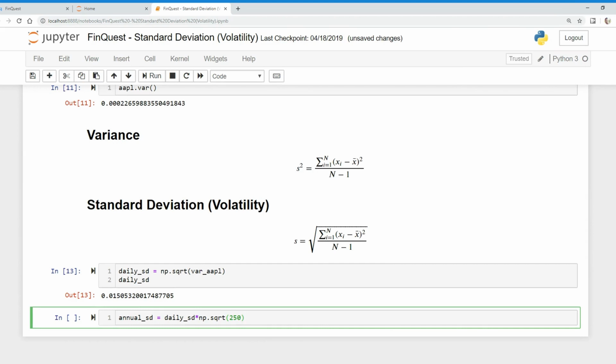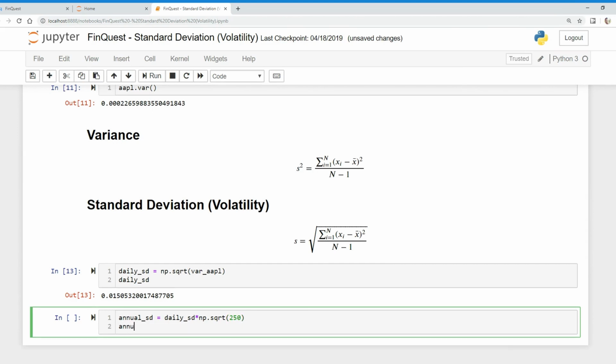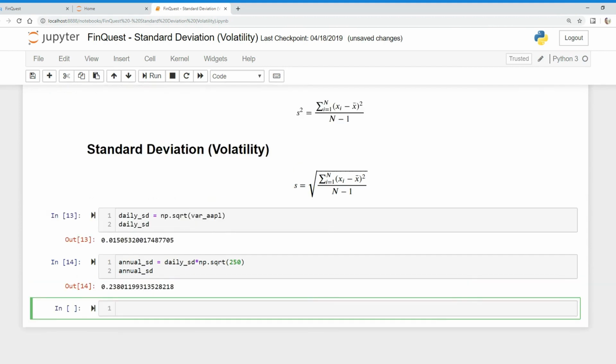And again, you may ask, why are we multiplying it by the square root of 250? Well, we usually assume that there are about 250 trading days in the year. So we'll put this like so. And there we go. We have our annualized standard deviation of Apple stock returns.